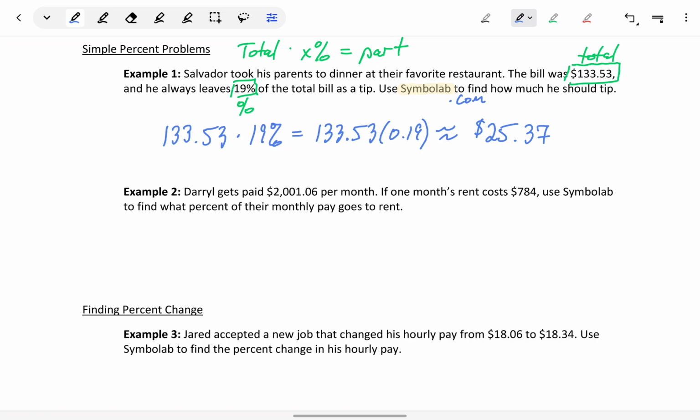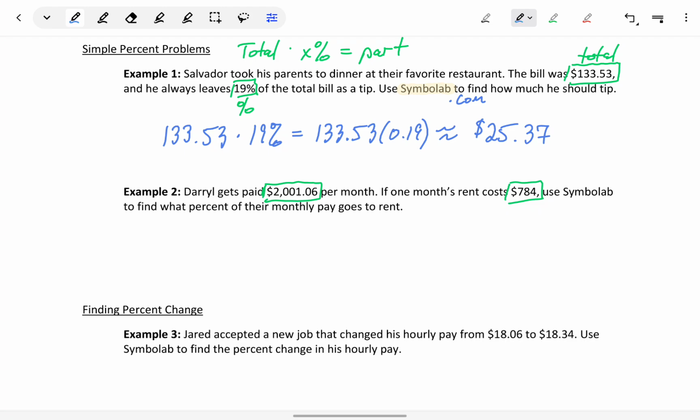So in example 2, we'll take a look at this one. Daryl gets paid $2,001.06 per month. If 1 month's rent costs $784, we want to use Symbolab to find what percent of their monthly pay goes to rent. We want to, again, identify those three values in the equation that we set up above. His pay per month is the total amount. The $784 he pays for rent is some smaller part of that. And then what's missing is the percent.